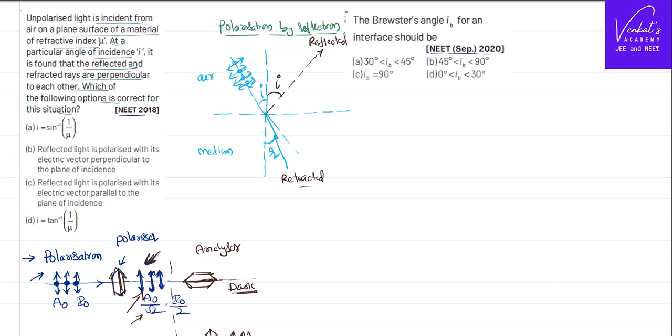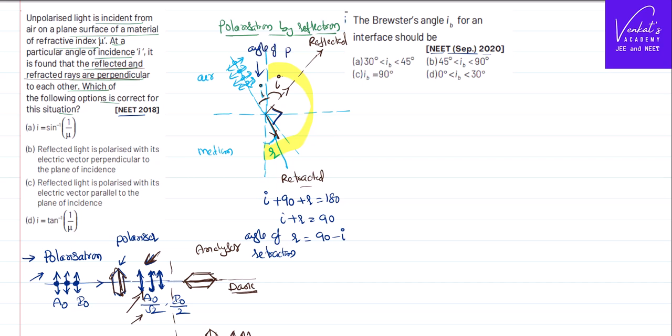It is given that for a particular angle of incidence, the reflected and refracted light rays are perpendicular to each other. If you notice carefully, all these angles together are 180. Out of this, the angle of reflection is the angle of incidence, plus this angle is 90, plus this angle is R, equal to 180. Then I plus R equals 90, so R equals 90 minus I. This particular angle is called the angle of polarization.